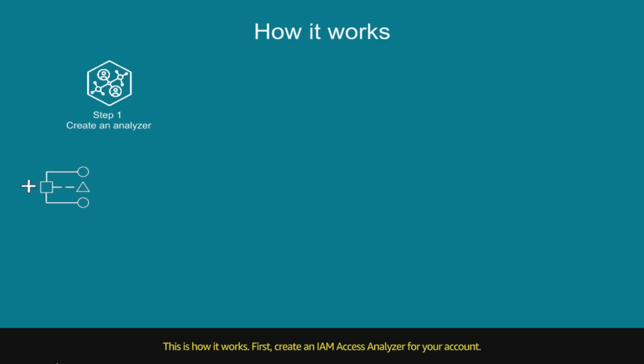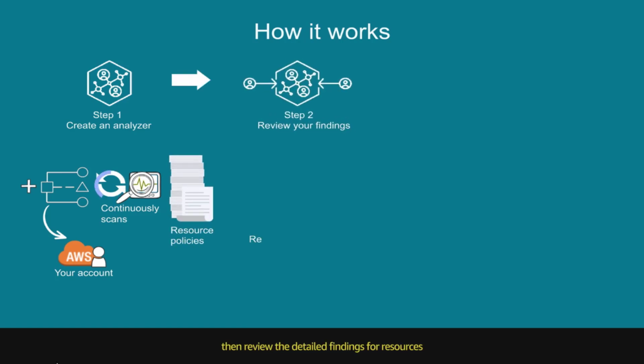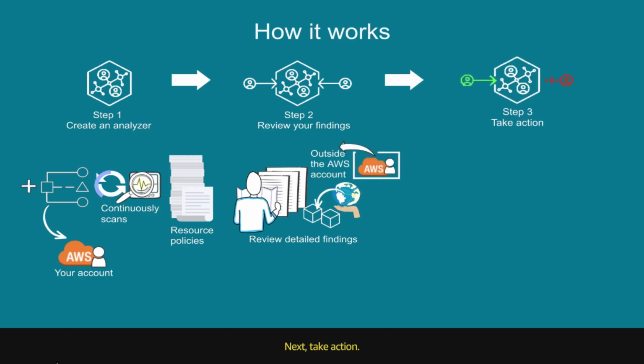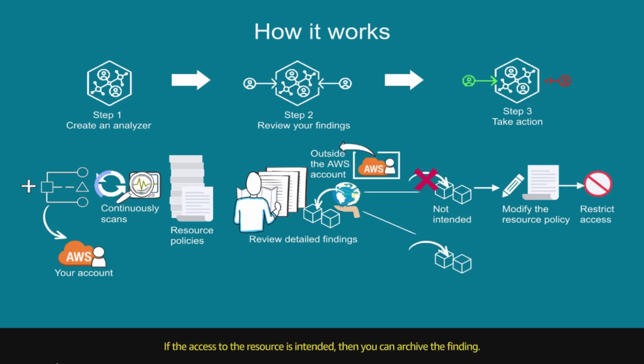First, create an IAM Access Analyzer for your account. The analyzer will continuously scan supported resource policies within the account. Then, review the detailed findings for resources that are accessible from outside the AWS account. Next, take action. If access to the resource is not intended, modify the resource policy to further restrict access. If the access to the resource is intended, then you can archive the finding.